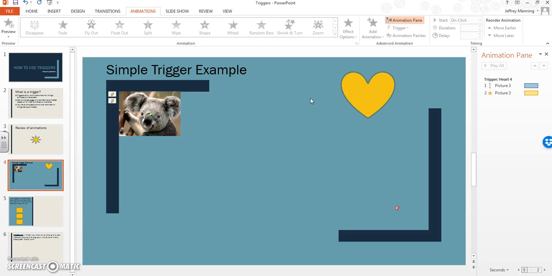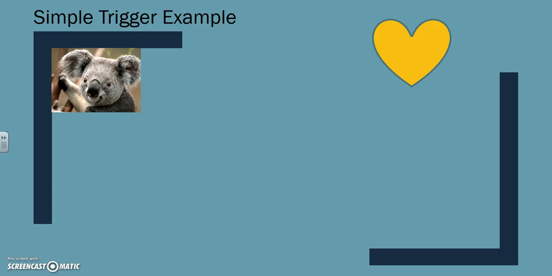I am going to go into slideshow view. So I'm going to hit this here. And now I can try to make the koala bear move. So if I click around on the screen, nothing happens. And the reason nothing is happening is because I have added a trigger to the heart.